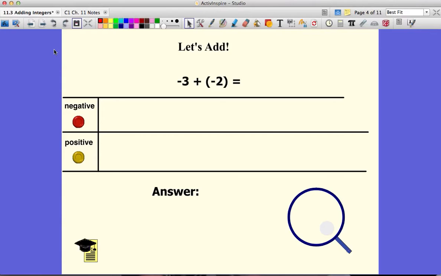So we'll start off with an easy one. If I have negative 3 plus negative 2, I first represent that with my chips. So I take 3 red chips, and I know I have to add 2 red chips to that. So a negative 3 plus a negative 2. Because they're all the same color, I just count up how many chips I have. 1, 2, 3, 4, 5. So I know that my answer is negative 5 because a negative and a negative gives me a negative.